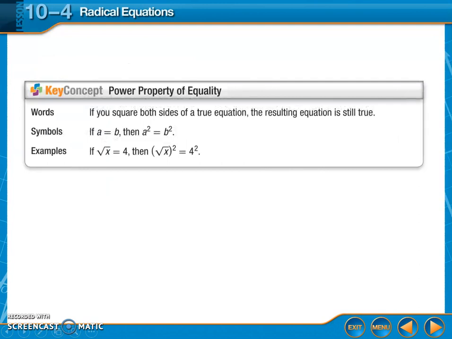Okay, so first thing we want to look at in this video is the power property of equality. If you square both sides of a true equation, the resulting equation is still true. So if I have A equals B and then I square both sides, it's going to be true at the end. For example, if I have the square root of x equals 4 and I square both sides, the square root and square cancel each other out, and I get x equals 16. Which is true, because if I put 16 in for x, the square root of 16 is 4. So we could do that.